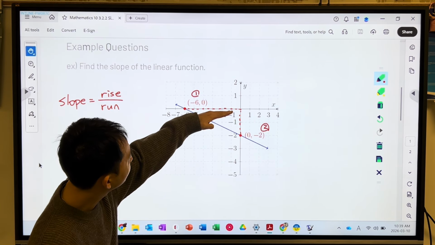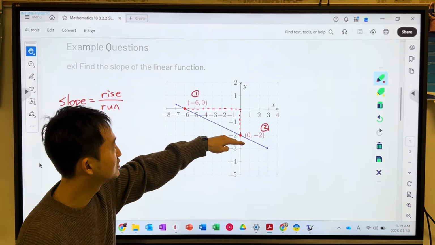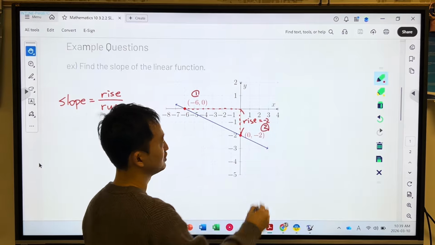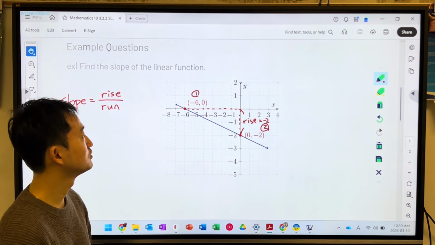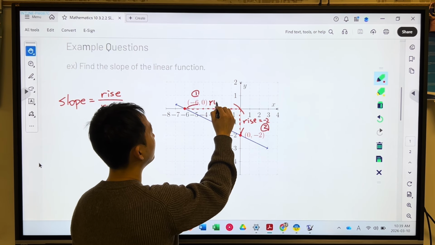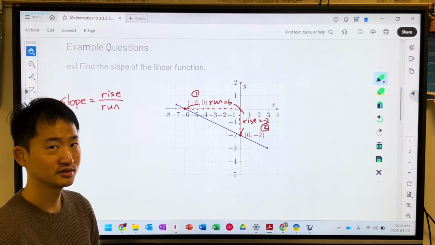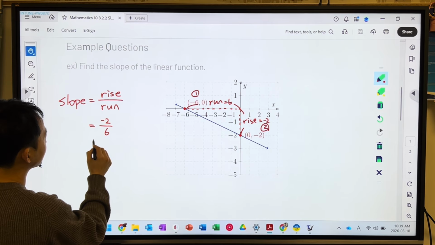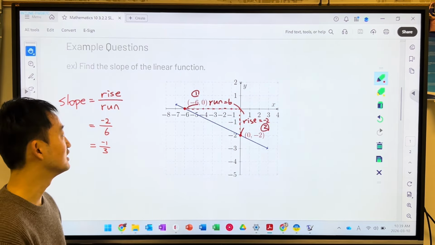So let's look at how much I need to rise by from 1 to 2. Well, from y equals 0 to y equals -2, my rise is -2. So I'm going down by 2, or I could say that I'm rising by -2 units. What about my horizontal movement, my run? My run is going from -6 to 0, so that's easy. I'm running by 6 units. So therefore, my rise is -2, and my run is 6. If I simplify that, it's -1/3. So the slope of this line is -1/3.